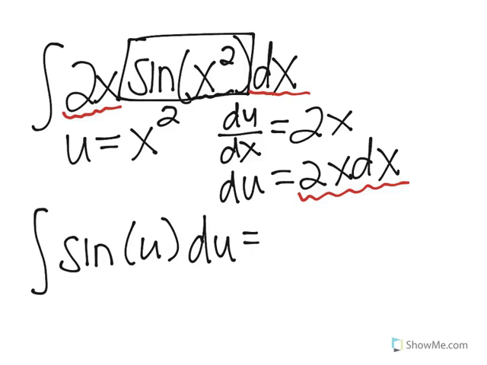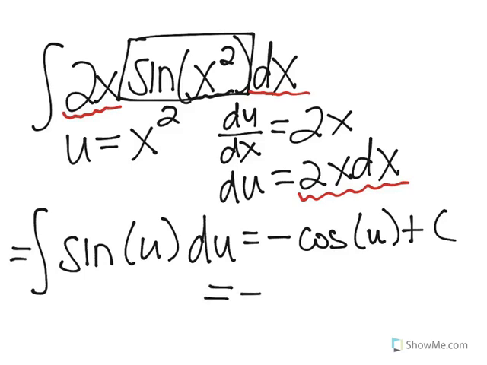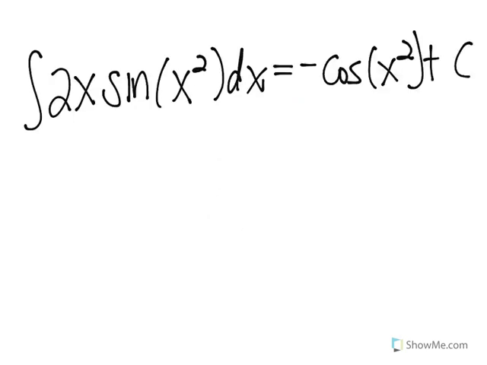And now we have transformed this integral into an integral involving u. Well, we know the antiderivative of the sine of u with respect to u is negative cosine of u plus c. Our original problem involved the variable x, so we should go back to the variable x, and in this case, negative cosine u is negative cosine of x squared plus c. And we find then that the integral of 2x sine of x squared dx is equal to negative cosine of x squared plus c, and we have our answer.